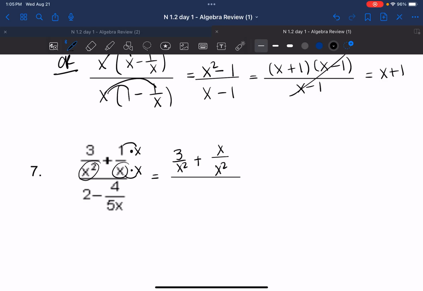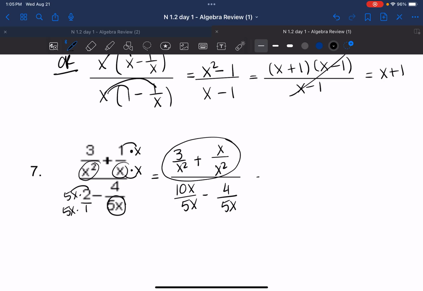In the denominator, our common denominator is going to be 5x. So this is 2, or 2 over 1. So I'm going to multiply it by 5x. So here I would have 10x over 5x minus 4 over 5x. So now that this has a common denominator, I can write it as 3 plus x over x squared.